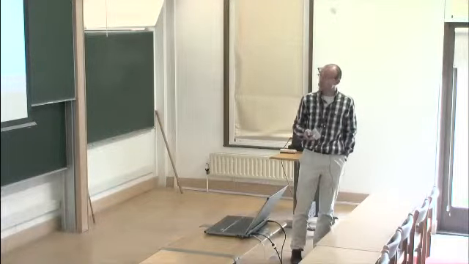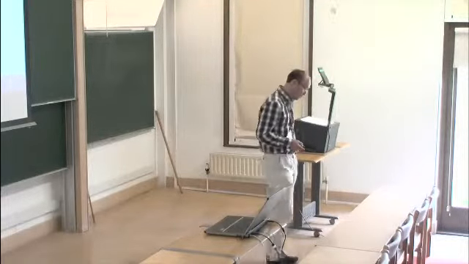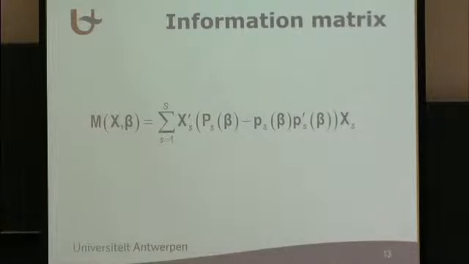Now, once you have a model, for example, this multinomial logit model, you can derive the information matrix corresponding to that model, and the information matrix describes the informational content of your experiment about the parameters in your model. And the information matrix for the multinomial logit model has this structure.